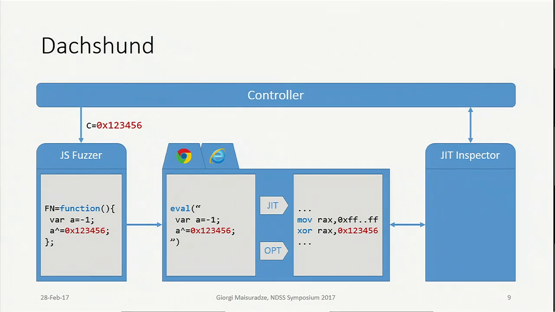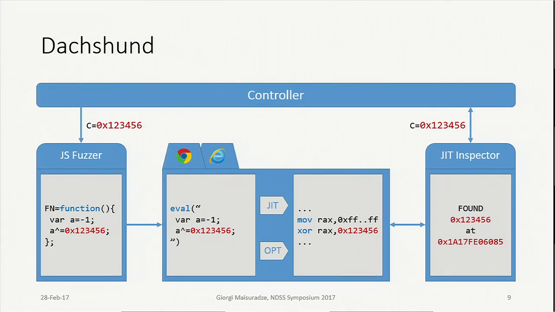And after compilation, the JIT inspector comes into play. It will dump the memory of the browser, find the compiled function, identify embedded values, and check if the original constant that came from the controller is present there. If such a value is found, it will be reported back to the controller as a potential leak.